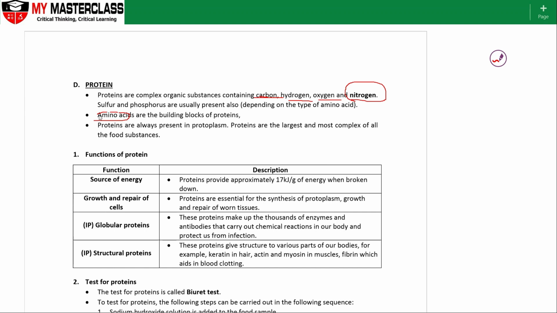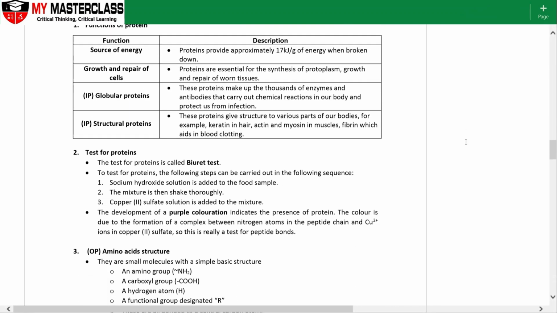Now, we have got 20 amino acids in the body. Some of these amino acids contain sulfur and phosphorus as well. Not all of them, but some of them do. However, all these 20 amino acids definitely contain carbon, hydrogen, oxygen, and nitrogen. Proteins are extremely important to the body for growth and repair of cells. They are also a source of energy, but not much, because most of the time we don't really break down proteins. It's the last source to be broken down.